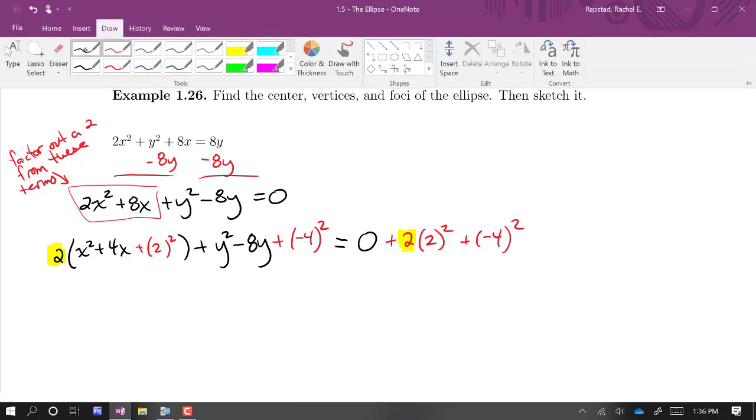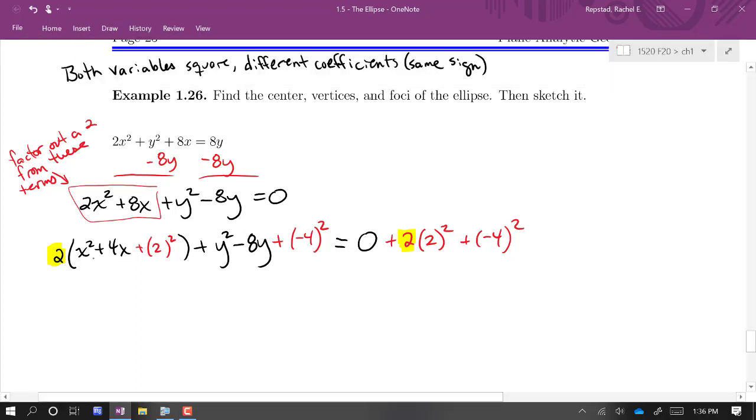Now, let's see what we got. On the left side, working with the x's, the stuff in the parentheses here, that is a perfect square. It is the square of x plus 2, but I've got to bring down this factor of 2 with me. And for the y's, that's y minus 4 squared. And if we do this arithmetic here, I've got 16 plus 8, so that's 24. Alright, we have completed the square.